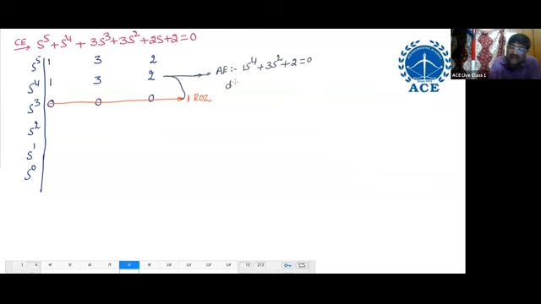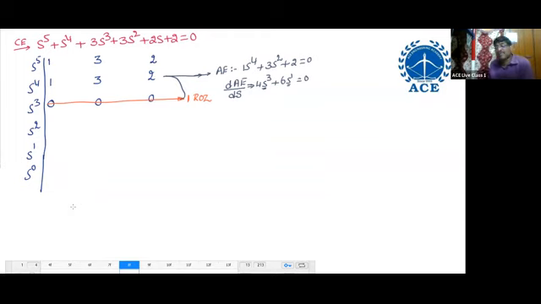Then differentiate the auxiliary equation with respect to s. What will I get? 4 s cube plus 6 s power 1 equal to 0. Now the s cube coefficient is replaced by 4, and the s power 1 coefficient is replaced by 6. And continue the Routh stability.